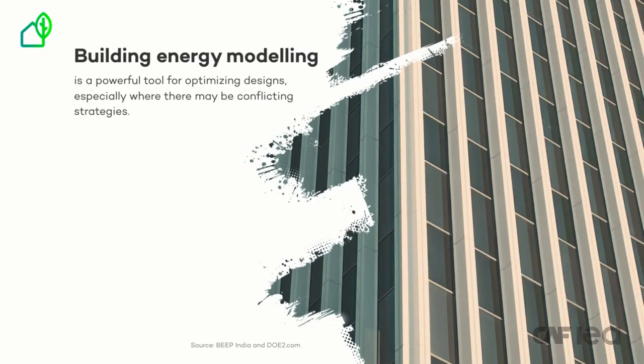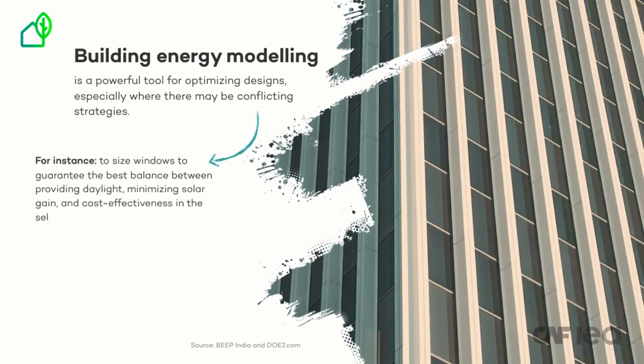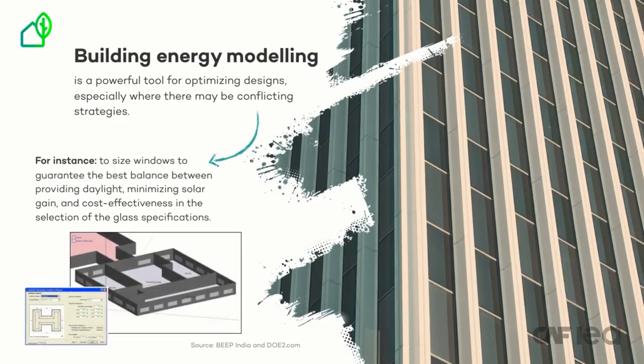For instance, to size windows to guarantee the best balance between providing daylight, minimizing solar gain, and cost-effectiveness in the selection of glass specifications. Modeling can be used at the early design stage to determine the overall environmental strategy of the building, as well as during the detailed design stage, for example, to determine the best arrangement of solar shading devices. Modeling is also becoming increasingly common as a requirement to pass building codes, demonstrating the overall energy performance of the building design.